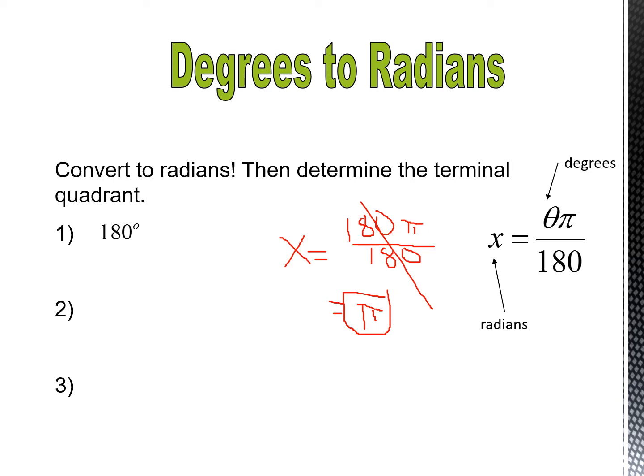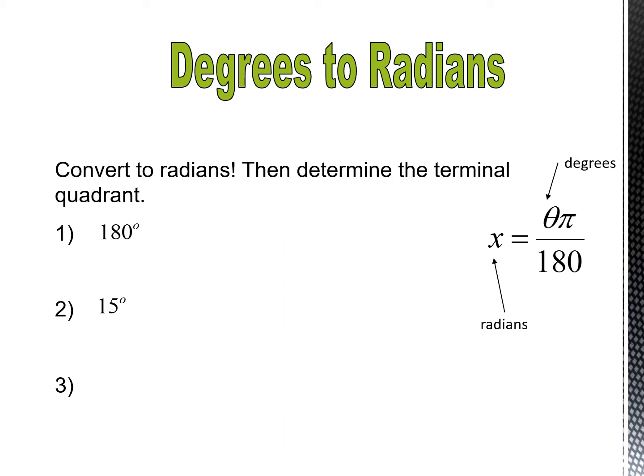All right, another example. Let's go ahead and plug in 15 degrees into the theta. If we reduce properly, we should recognize that this reduces down to pi over 12.